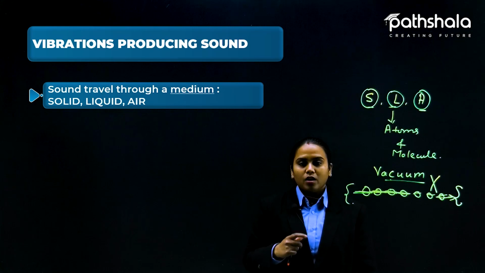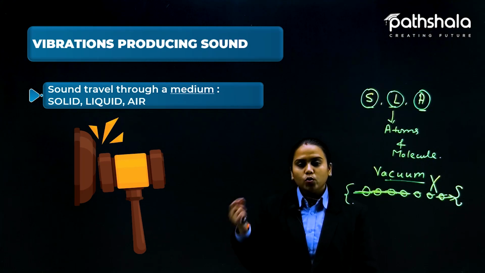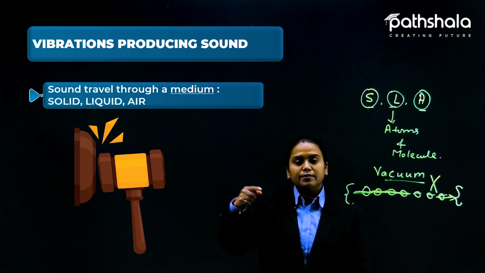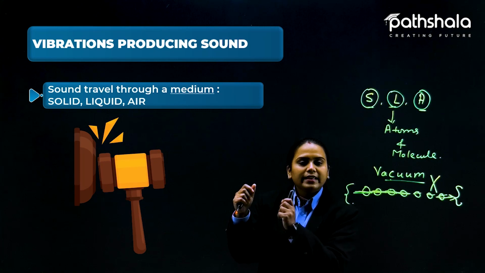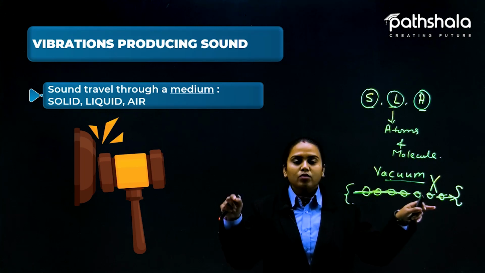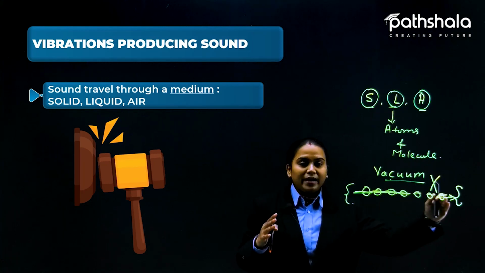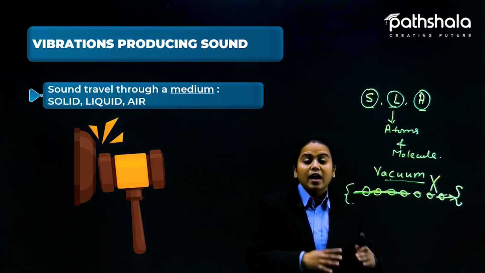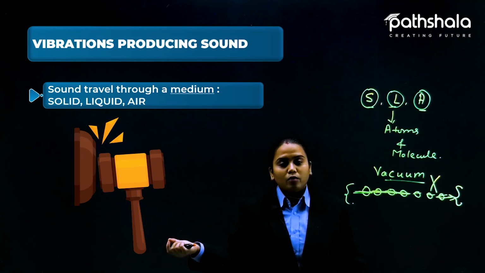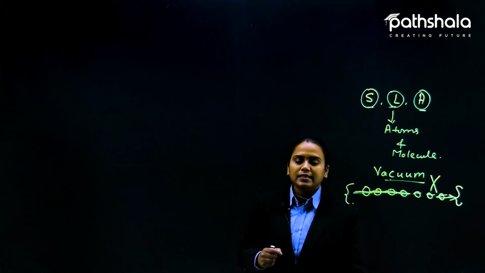For example, when the bell rings at school time, this produces a vibration. From the place where the bhaiya is striking the hammer on the board, till your class, you are surrounded by air particles, right? These air particles vibrate like this and reach your class and then your ear, and then you are able to hear the noise of the bell. This is how vibrations produce sound.